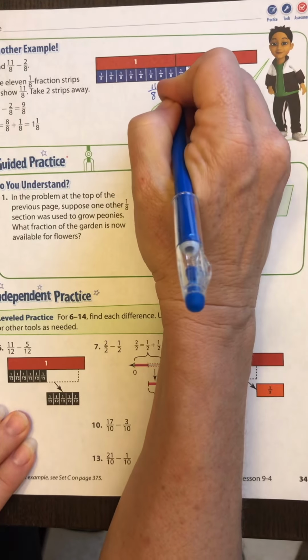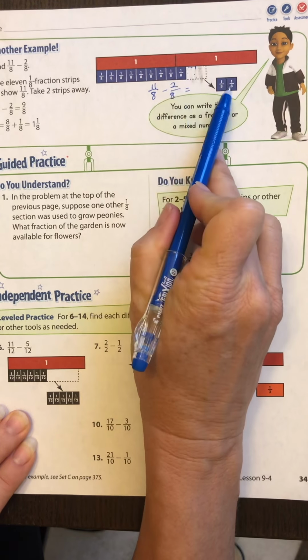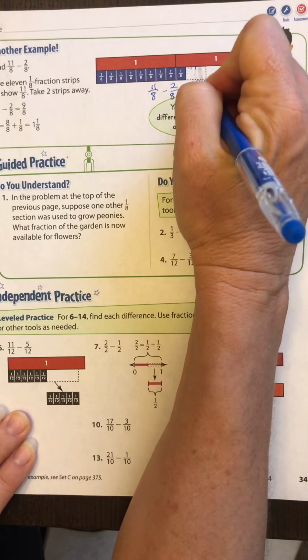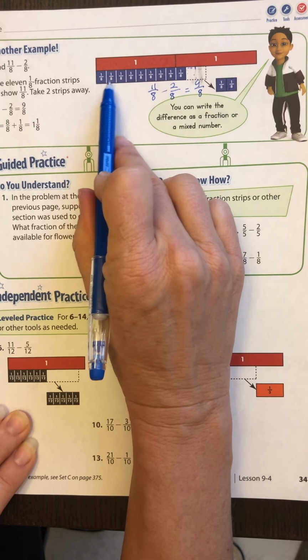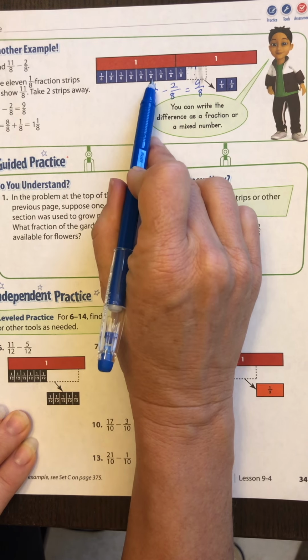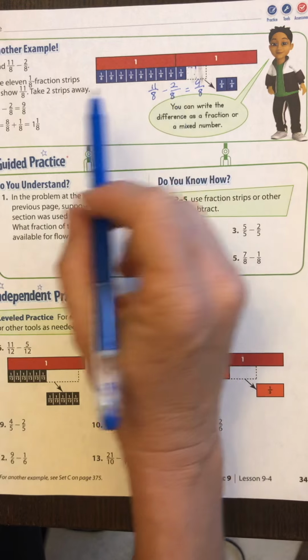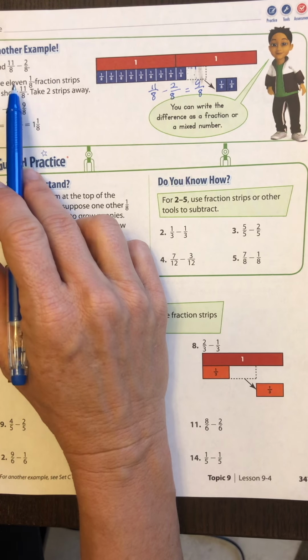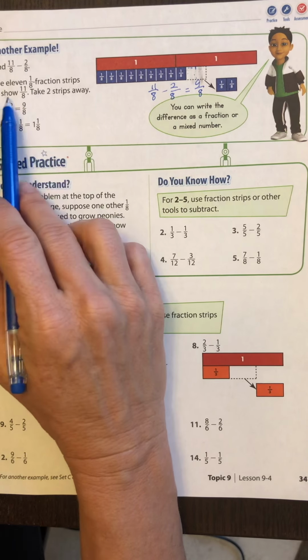How many do we have left? Well, 11 take away 2 is 9, and we still have them in 8 equal parts. So now we have 1, 2, 3, 4, 5, 6, 7, 8, 9 eighths remaining. So to find 11/8 take away 2 eighths, you use 11 1/8 fraction strips to show 11/8.